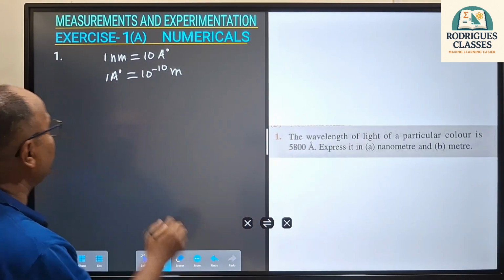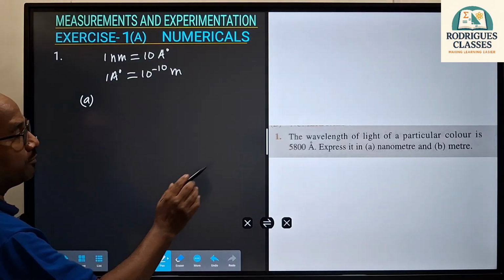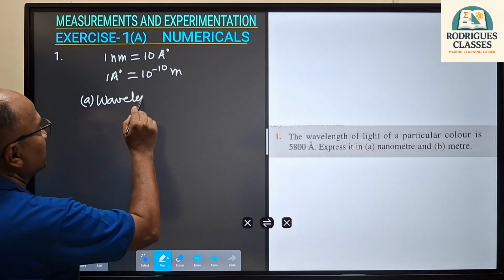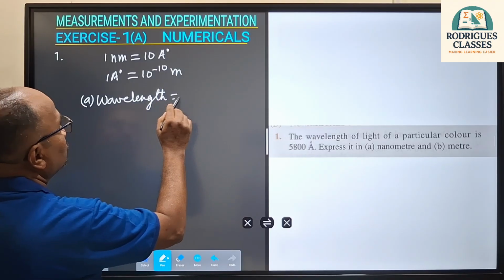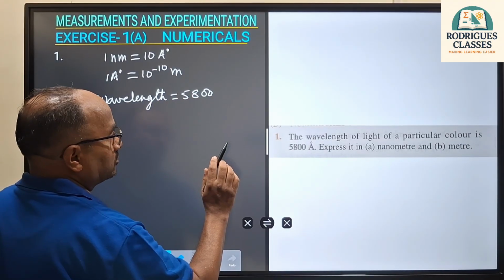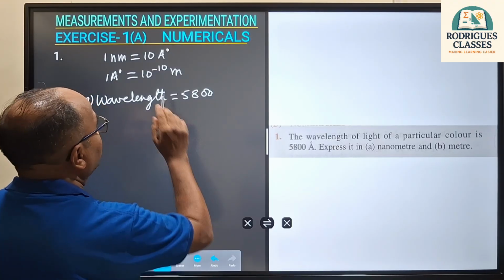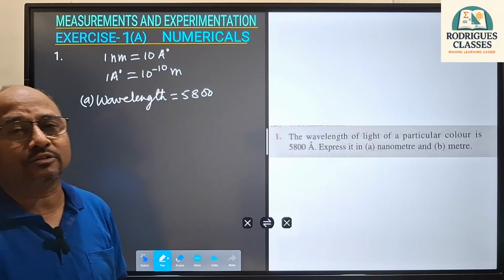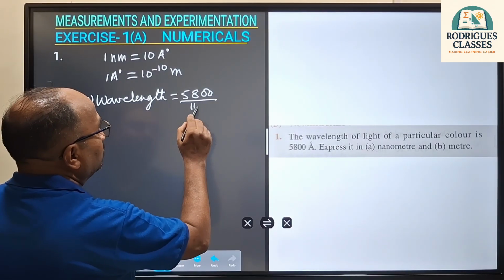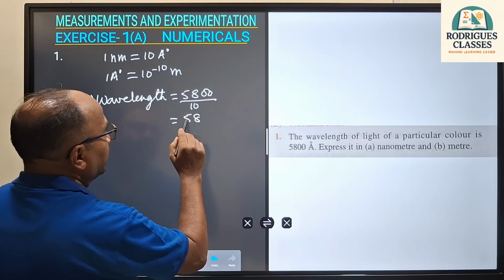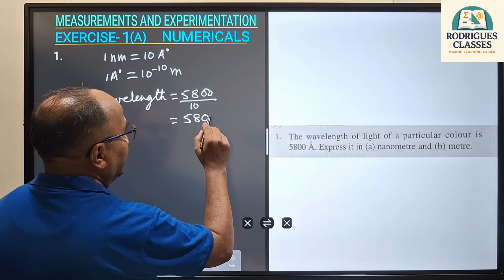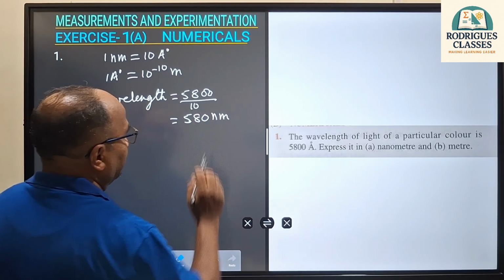So we look at the A part, where we have to bring it in terms of nanometer. So I am writing that the given wavelength is 5800 angstrom. So if I have to convert to nanometer, 1 nanometer is 10 angstrom. So 1 angstrom will be 1 by 10 nanometer. That is why we divide it and we get 580 nm.